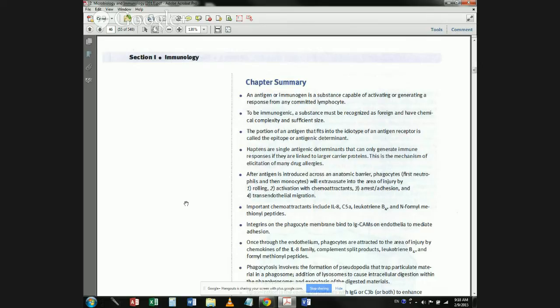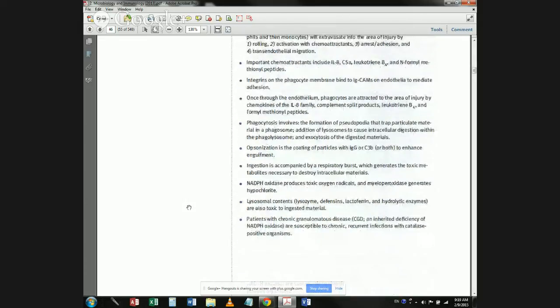Once through the endothelium, phagocytes are attracted to the area of injury by chemokines of the IL-8 family and complement split products. So chemokines of the IL-8 family, complement split products, leukotriene B4, and formyl methionyl peptides are all attracting the neutrophils, monocytes, eosinophils to the location of injury. Then once they get to the area, what you have is phagocytosis.